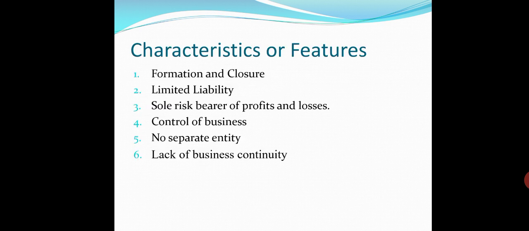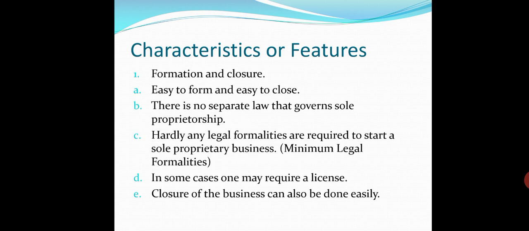Now we will move ahead with characteristics or features of sole trading concern. There are 6 characteristics of sole trading concern. We'll see them one by one. First one is formation and closure. Second one is limited liability. Third one is sole risk bearer of profits and losses, then control of business, no separate entity, and last one is lack of business continuity. So these are the 6 features of sole proprietorship. We'll see them one by one.